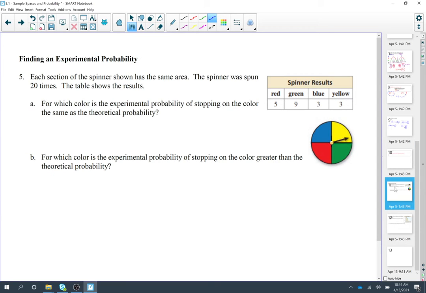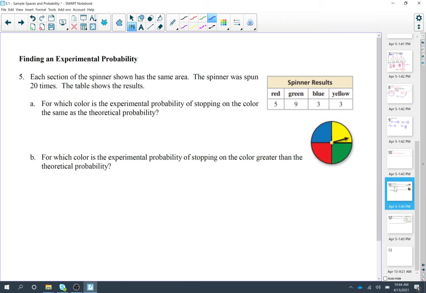Example 5. Each section of the spinner shown has the same area. The spinner was spun 20 times, and the table shows the results. Part A. For which color is the experimental probability of stopping on the color the same as the theoretical probability?